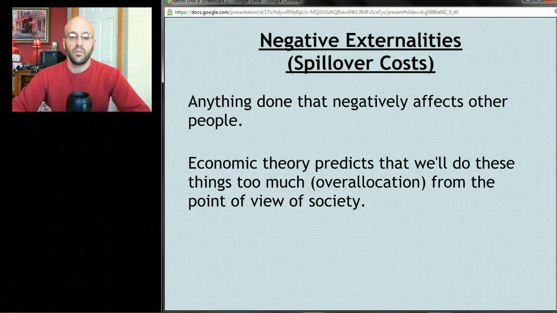And what economic theory predicts is what a common sense human would predict: that if negative externalities are involved, we're going to do those things too much, what we might call over-allocation, from the point of view of society.